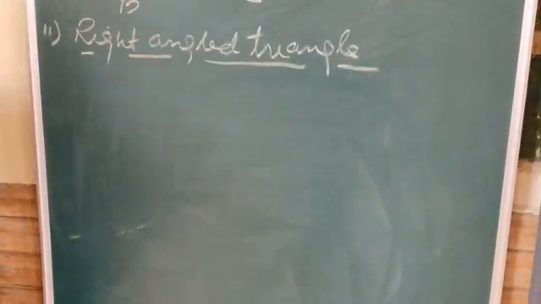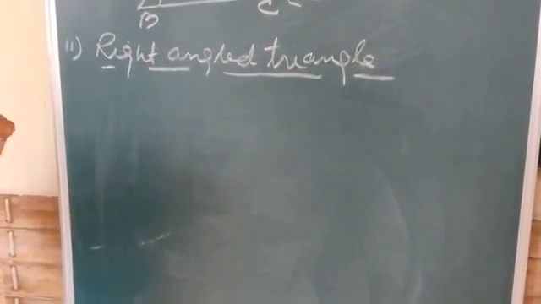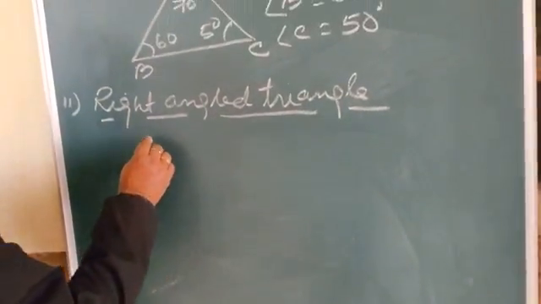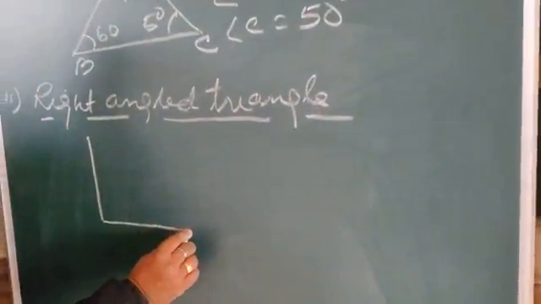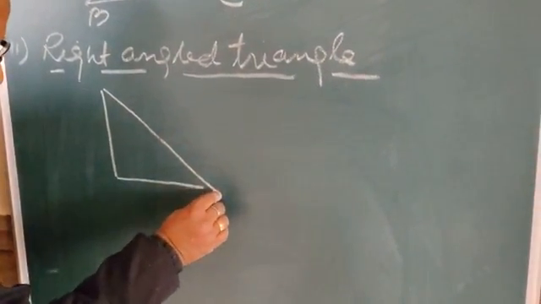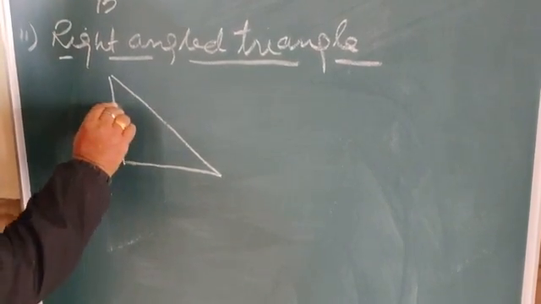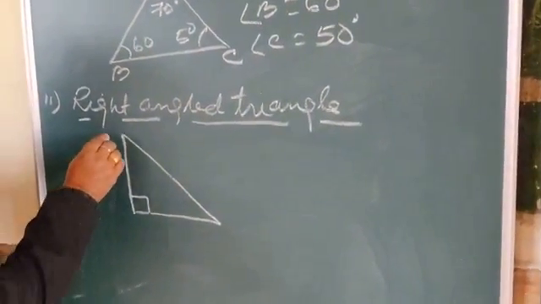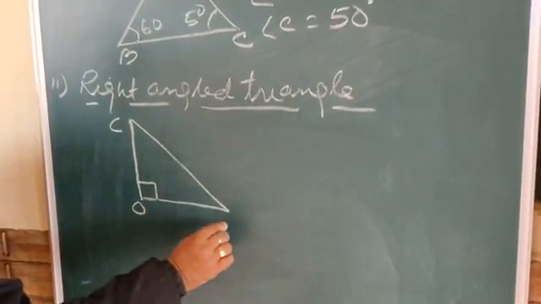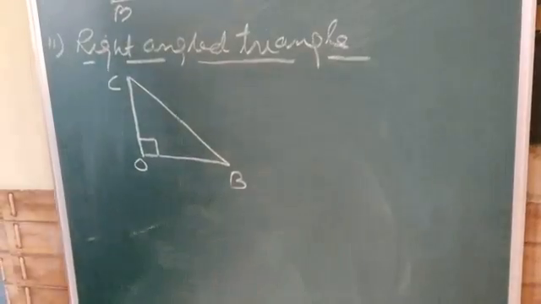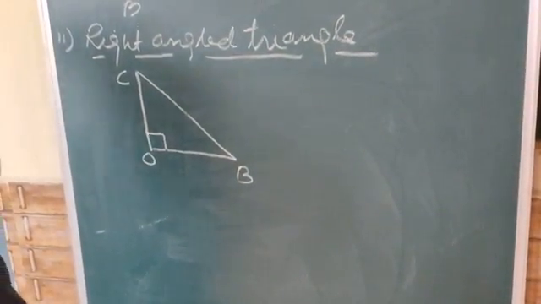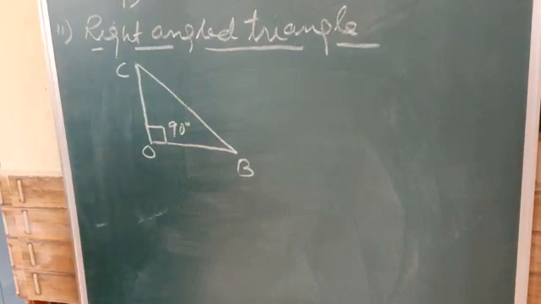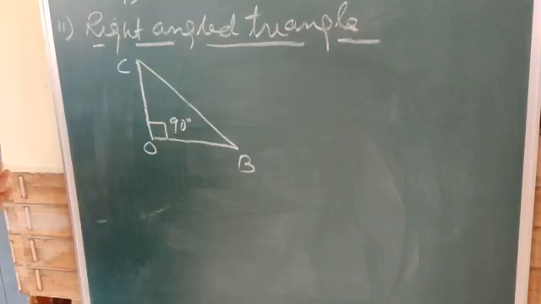Right angled triangle. That means a triangle in which one angle is right. We have already told you right means 90 degree. A triangle in which one angle is 90 is called a right angled triangle. So we have this one. COB is a triangle in which one angle is 90, so it is called a right angled triangle.